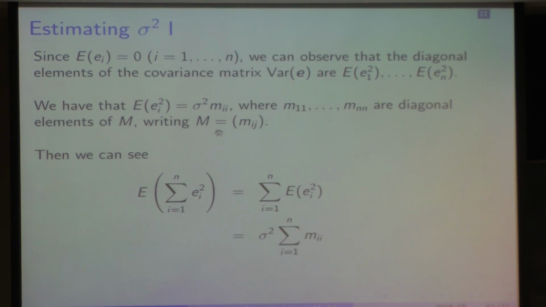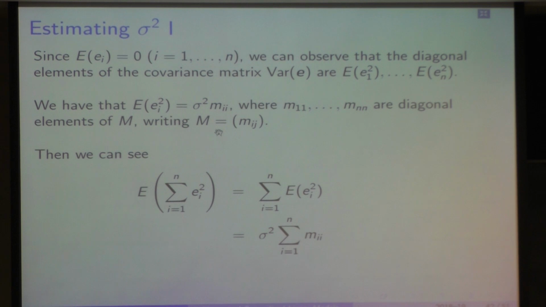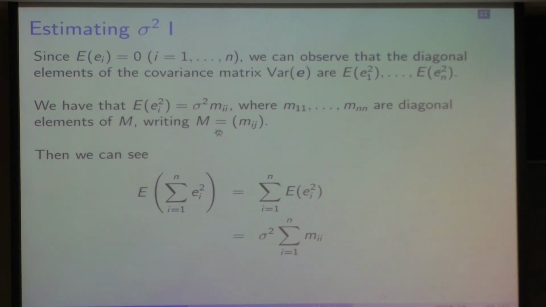They're sigma squared times the ith diagonal element of M. So the sum of the expected values of the squares of the residuals is going to give us sigma squared times the sum of the diagonal elements of M. So the expected value of the sum of the squares of the residuals is sigma squared times the sum of the diagonal elements of M here.